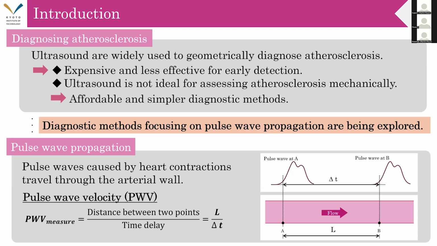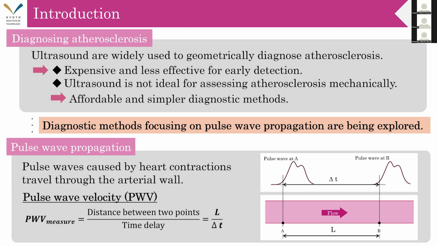In this slide, I'm going to introduce the diagnosis of atherosclerosis. Currently, ultrasound examinations are widely used to geometrically diagnose atherosclerosis. However, this diagnostic method requires expensive and large-scale equipment, making it less suitable for the early detection of atherosclerosis. Therefore, more affordable and simple diagnostic methods are needed. Furthermore, it is challenging to assess atherosclerosis from a mechanical perspective using ultrasound examinations.